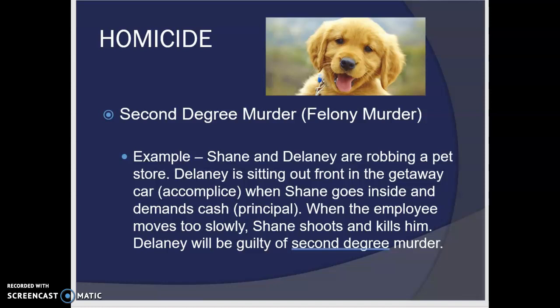Delaney is sitting out front in the getaway car. Shane goes inside and demands cash. When the employee moves too slowly, Shane shoots and kills him. Delaney's going to be guilty of second-degree murder, even though she was nowhere near the shooting, even though she wasn't actually in the store, because she is an accomplice.